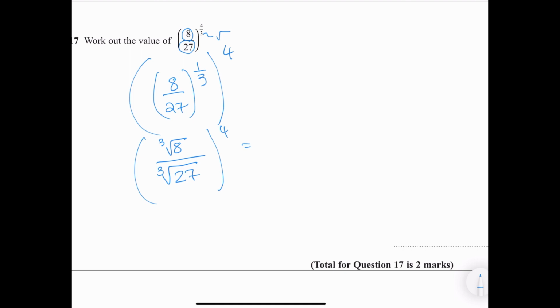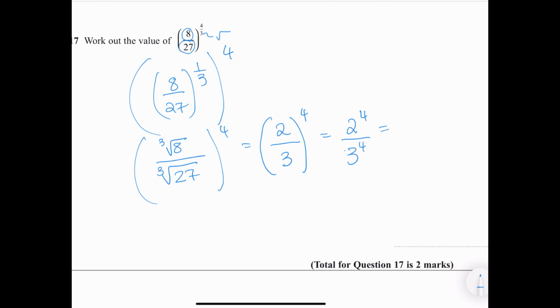Right, cube root of 8 is 2. Cube root of 27 would be 3, because 3 times 3 times 3 gives me 27. Okay, now that is all to the power of 4. And what do we get now then? So that leaves me with 2 to the power of 4 over 3 to the power of 4, like that.